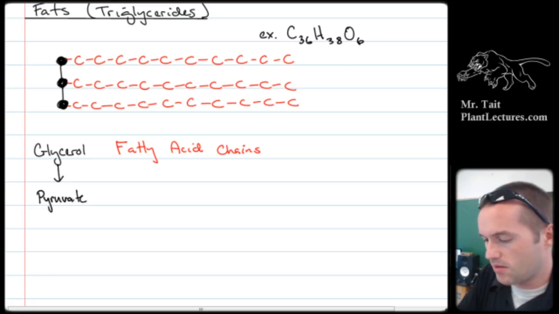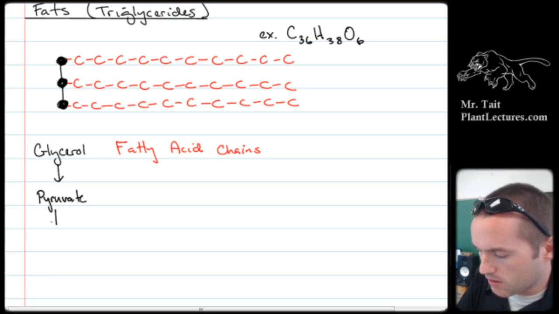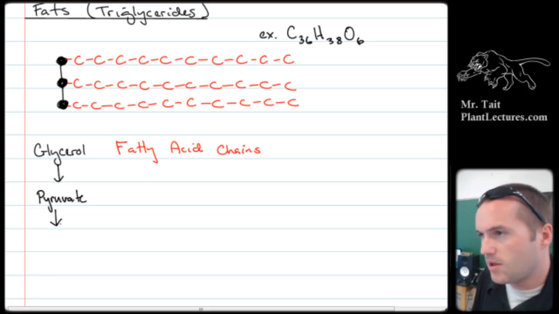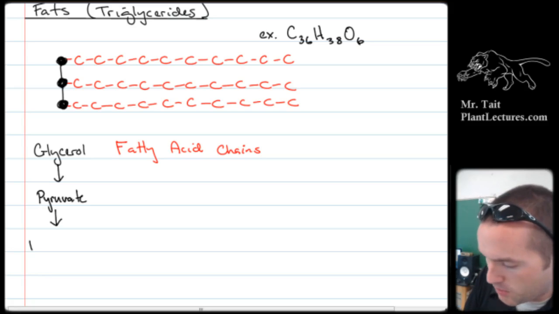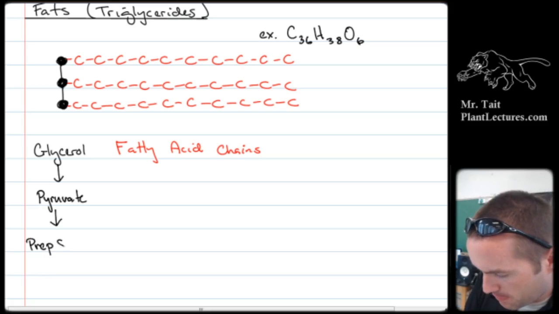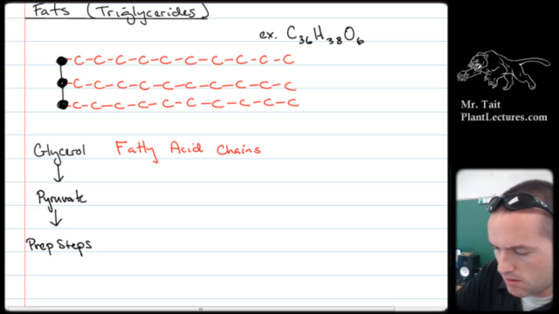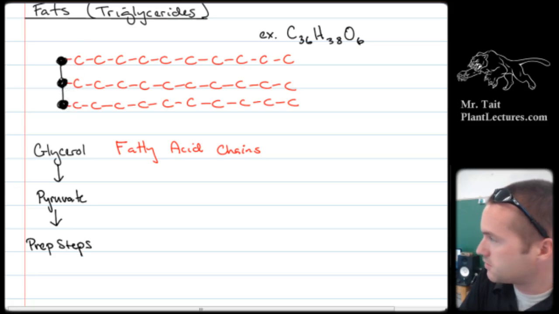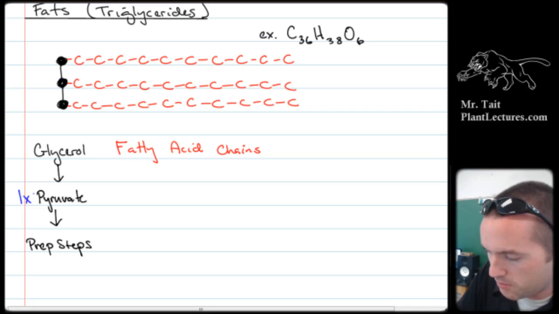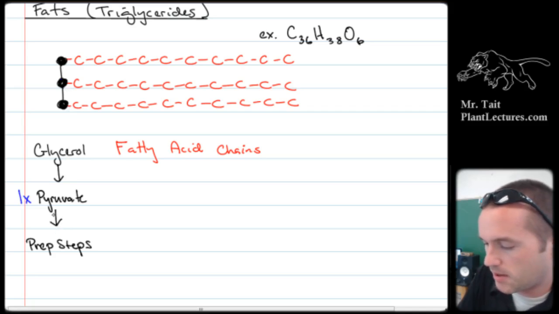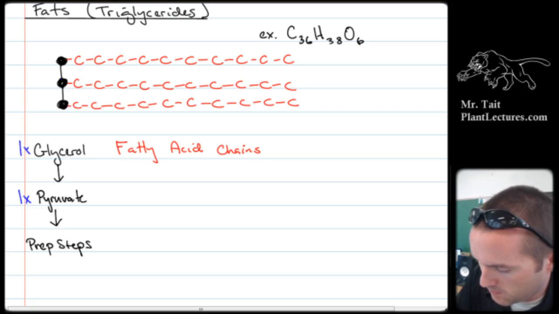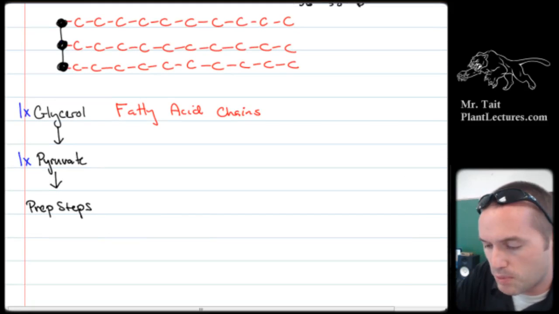Okay? Once we've converted glycerol into pyruvate, we can send pyruvate into the prep steps. How many pyruvates are we going to make? How many? Here's glycerol. So it's just one, right? Because one 3-carbon chain glycerol turns into one pyruvate. So we just do the prep steps once.